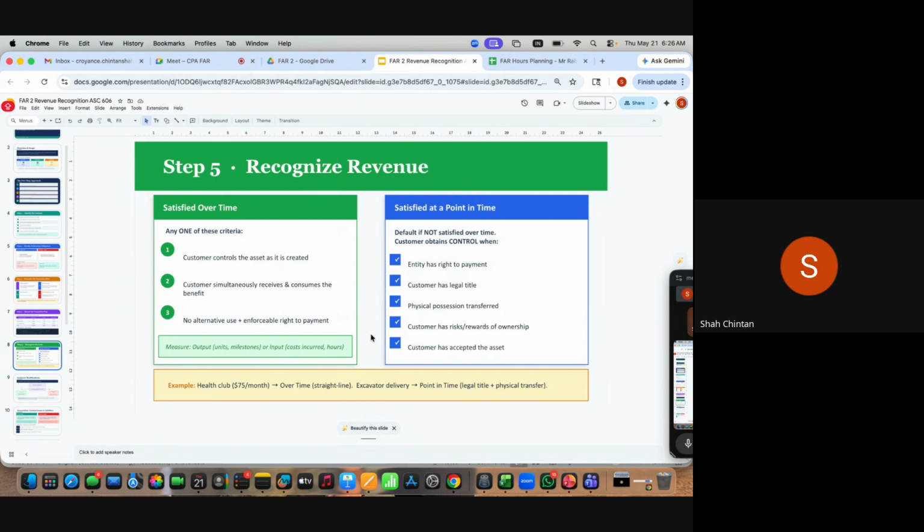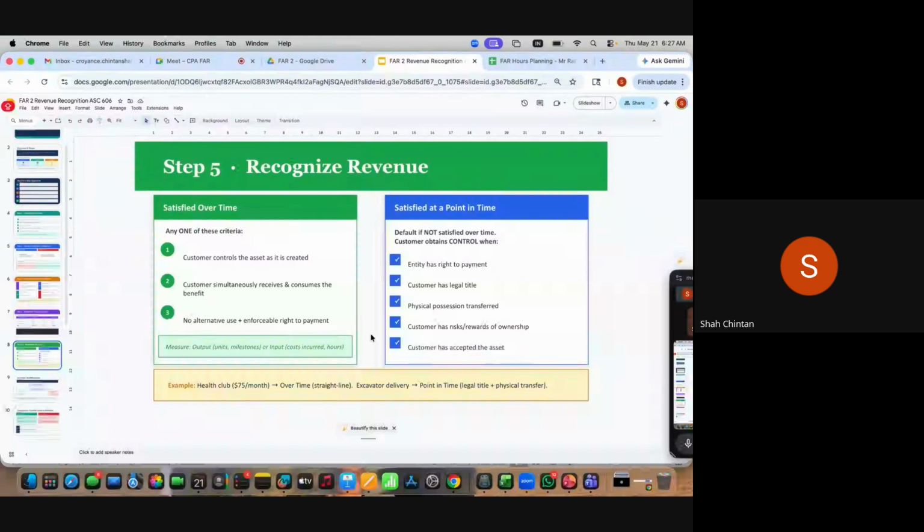Now in the bracket, they have given a certain measurement input. When they use the word input, it means cost incurred, hours incurred, so whatever inputs are used to calculate a measure of the progress. If they say output, it generally means factory units, factory milestones, all those things. So if the three conditions are fulfilled, revenue is recognized over a period of time. If the three conditions are not fulfilled, by default revenue is recognized at a point in time.